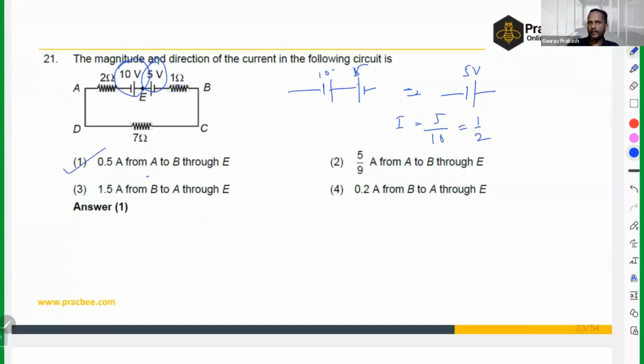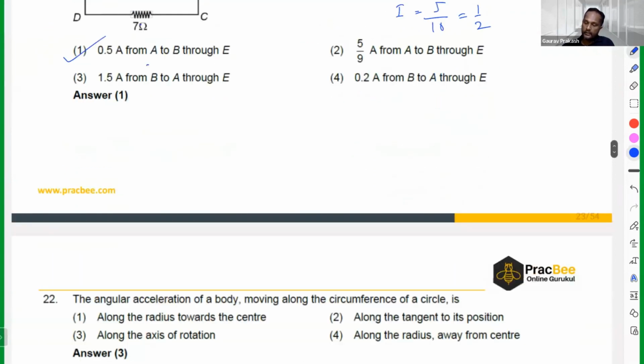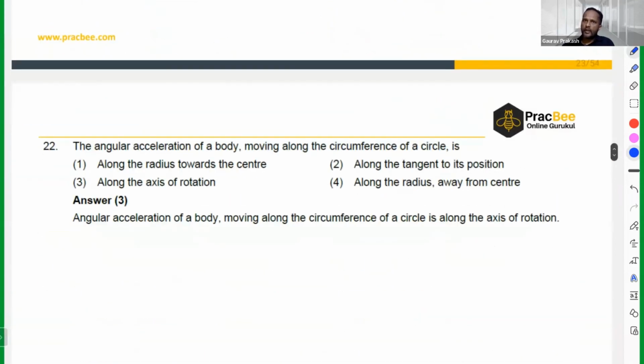So 1 is the right answer. So you have seen there are many questions from class 12 up till here, and each of them is like a one or two line answer. So I'm just trying to cover this entire thing in an hour, just to show you that this paper can be easily done in an hour.